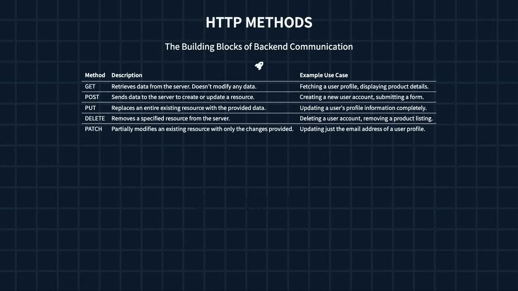Okay, let's talk about how backend developers communicate with servers. It all boils down to HTTP methods. Think of these as commands that tell the server what you want it to do. GET is like asking for something, like show me this user's profile. POST is used when you're sending new information, such as creating a new account. PUT replaces an entire record, while PATCH only changes bits and pieces. And DELETE? That's removing something completely. Understanding these methods is crucial for building robust backend applications.